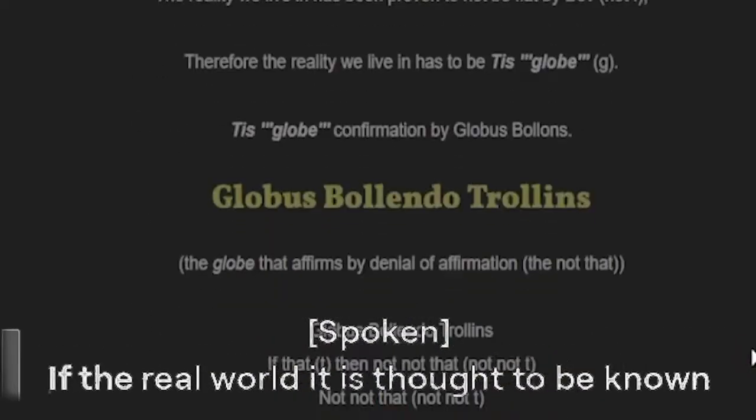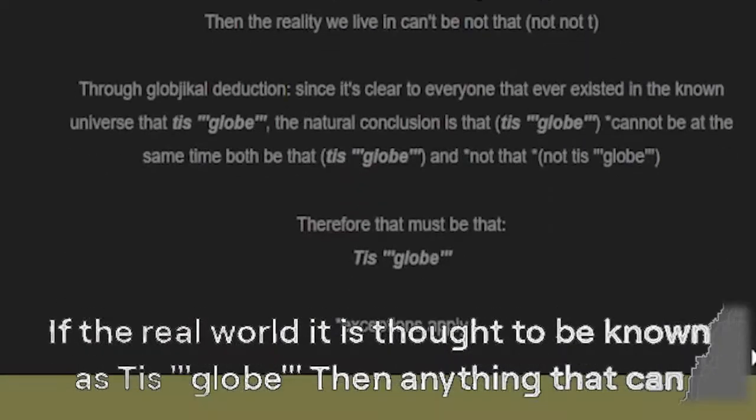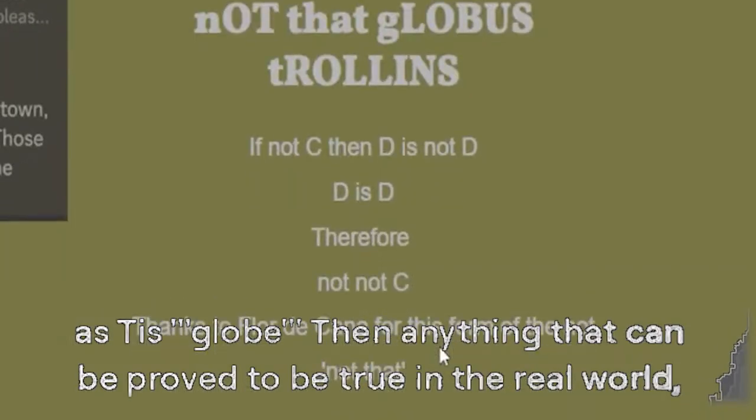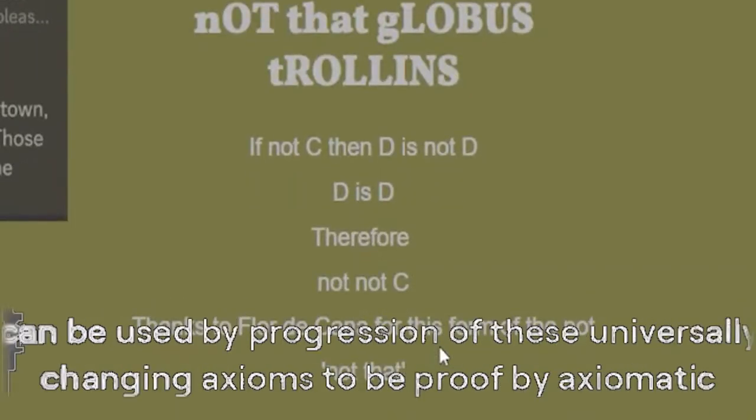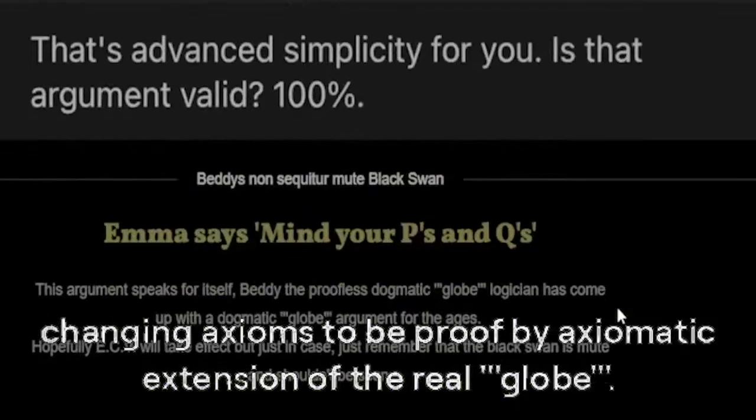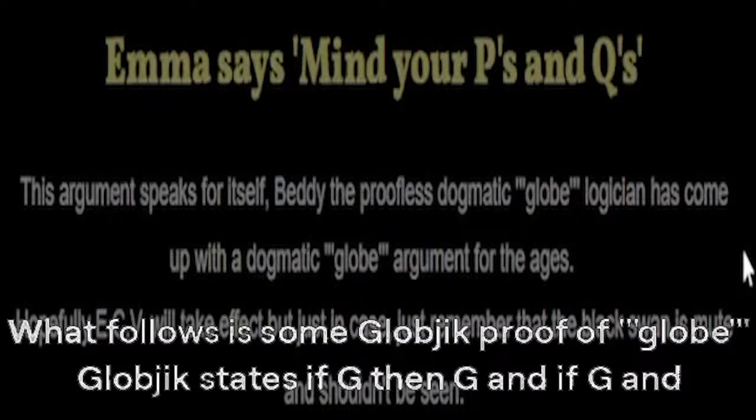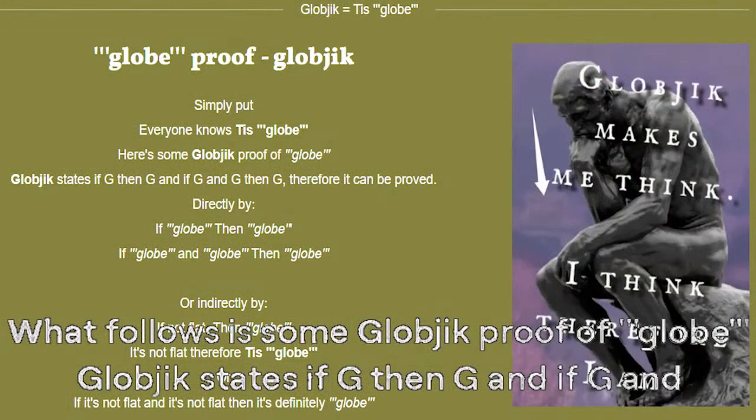Real-world practical uses with logic can be shown thus. In the real world, it is thought to be known as the globe. Yet anything that can be proved to be true in the real world can be proved by axiomatic extension of the real globe. What follows is some logic proof of globe.